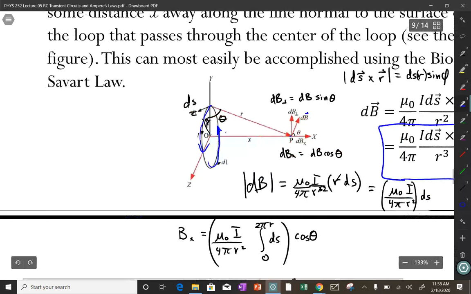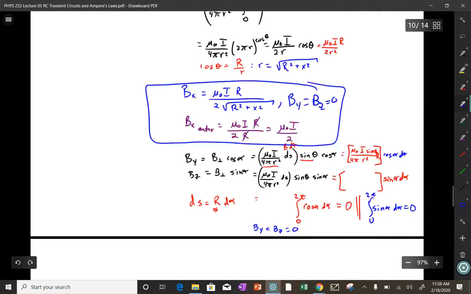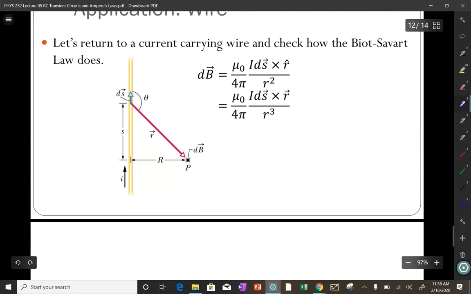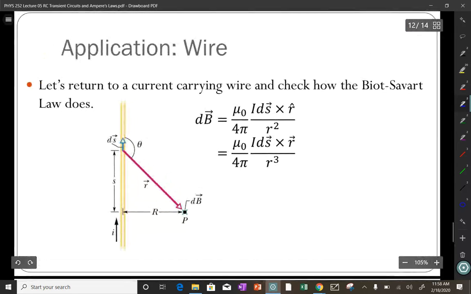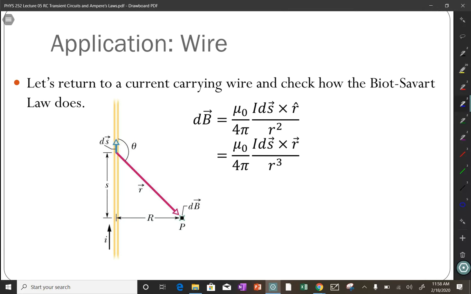All right. So let's go to another situation, shall we? Application to a wire. We did Ampere's law for a wire. What did we do with, just go through the steps of how we applied Ampere's law to a wire. Ampere's law has an additional step. We have to choose a symmetry shape, right? Yes. What symmetry shape did we choose?